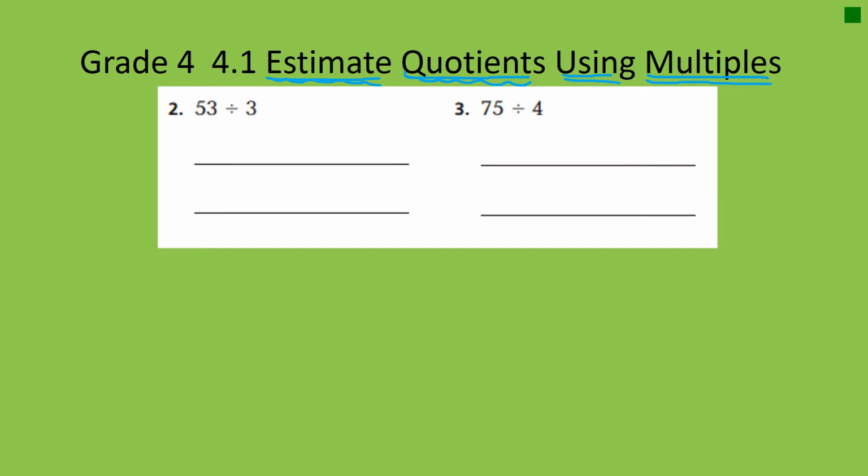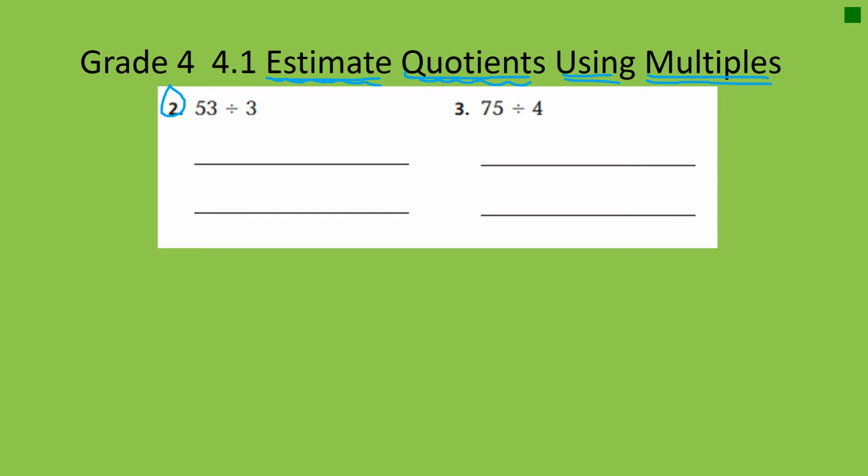Okay? So when you do multiples, you are multiplying. So the multiples of 5 are 5, 10, 15, 20, 25, 30. Multiples of 10: 10, 20, 30, 40. Multiples of 6: 6, 12, 18. You're just taking that number and multiplying it, and whatever the answer is, it's a multiple of that number. Multiple, multiply.